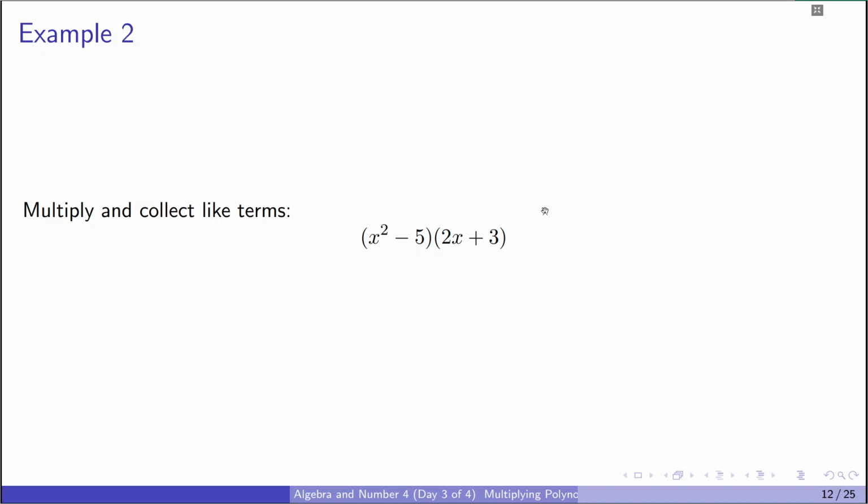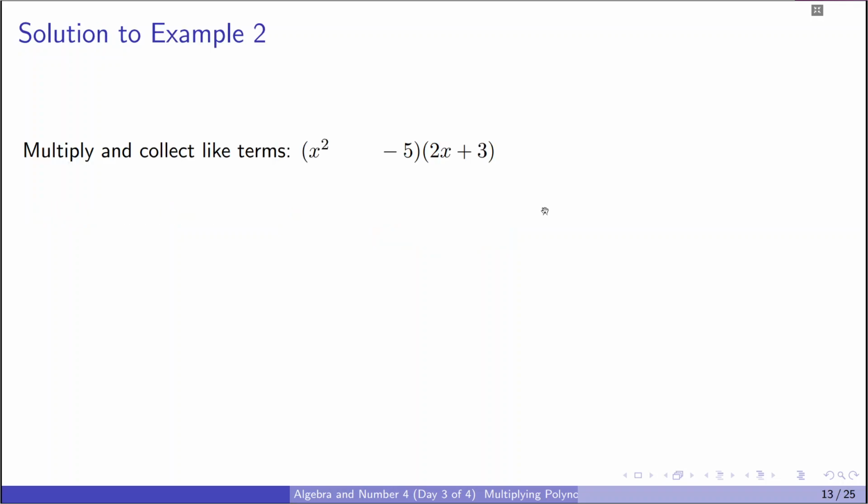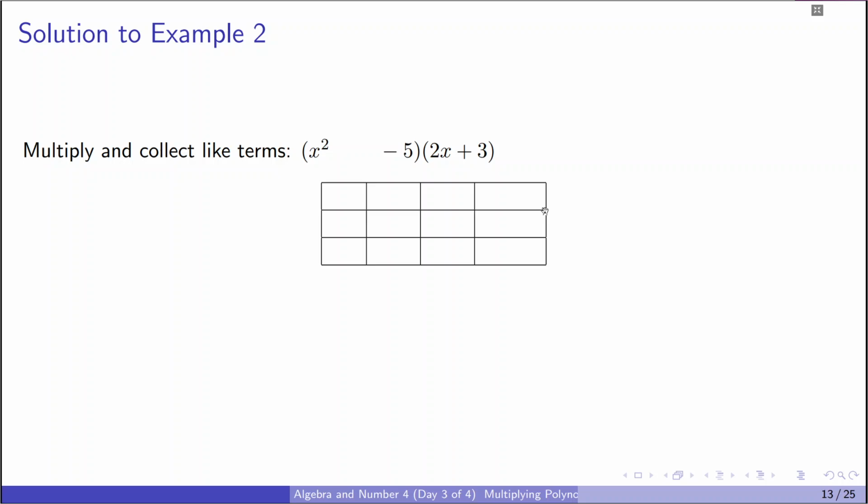Doing it again. Notice this time we have an x squared term, we don't have an x in our first bracket. That means we'll need an extra column here because we'll have a placeholder of 0. So x squared goes at the beginning. That missing term is the same as 0 times x, so we put a 0x here. Now our constant is negative 5. We put the other 2 numbers in, 2x, then 3.